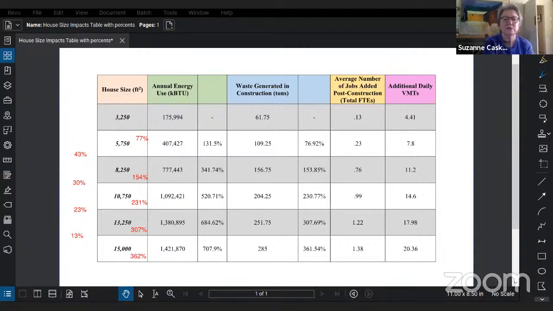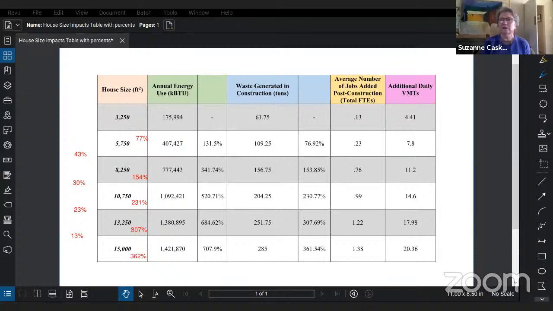And then if you skip on down to a 15,000 foot house being 362% larger in square feet than a 1350, but it uses 707.9%. If we are going to look at this through a climate change lens, those numbers as you go on up, I think are untenable. And I understand, Mark, that your representation of Starwood, they will be proud of and you should be proud of.